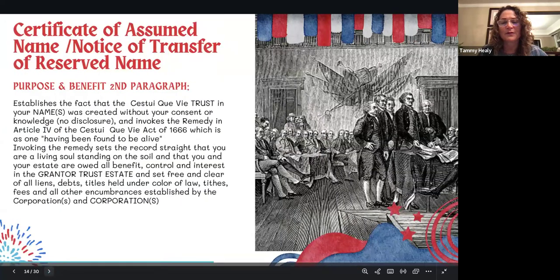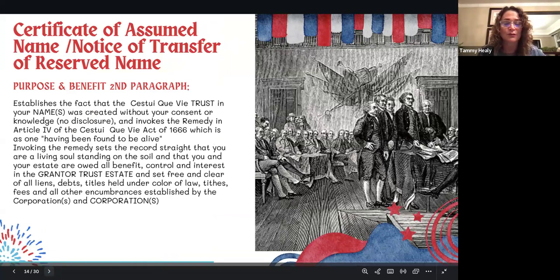All right, purpose and benefit for the second paragraph. This establishes the fact that the Sustakee v. Trust in your names was created without your consent or knowledge, no disclosure, and invokes the remedy in Article 4 of the Sustakee v. Act of 1666, which is as one, having been found to be alive. That's your remedy, by the way.